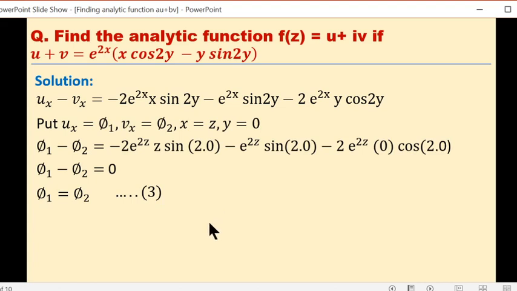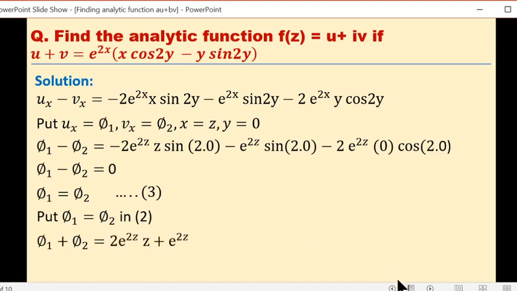Okay. So we got equation number 2 in phi 1 and phi 2. We got equation number 3 in phi 1 and phi 2. Let's simplify them. यहाँ पर simplification बहुत easy हो जाएगा. Okay, simultaneous मतलब since we have got phi 1 equal to phi 2, we can simply substitute this equation number 3 in equation number 2. So put phi 1 equal to phi 2 in equation 2. तो अपना equation 2 है phi 1 plus phi 2 equal to 2 e raised to 2z into z plus e raised to 2z. ये अपना equation number 2 है. ये equation number 2 में हम क्या substitute कर रहे हैं? phi 1 equal to phi 2.